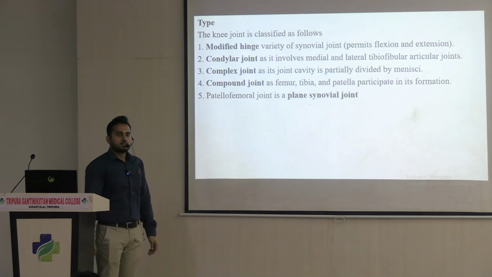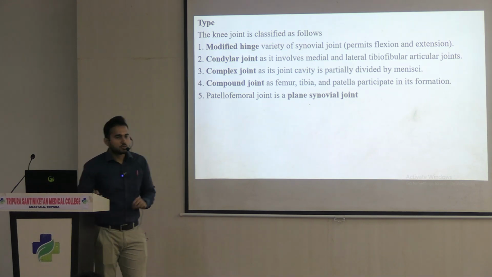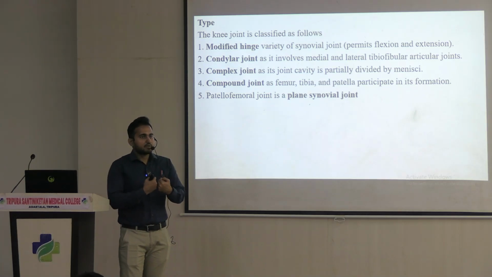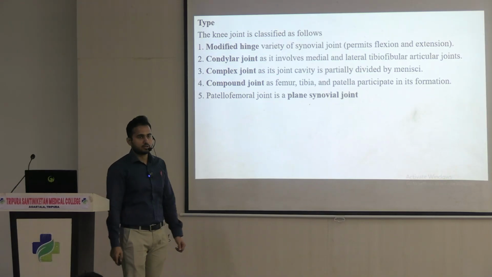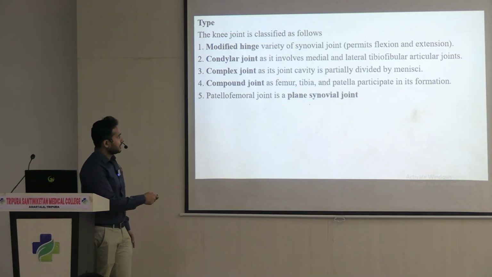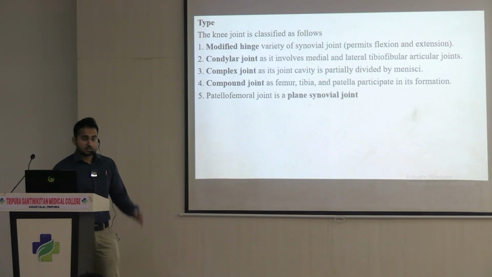Next, why is it compound? Because more than two bones are taking part in the formation of the joint. Okay? So we know that in case of a joint, two bones are articulating with each other. Now, if it is more than two bones, then it is called a compound joint. So what are the more than two bones? Femur is there, tibia is there, patella is also there. That's why it is a compound joint. Okay? So this is the way to write about the classification.